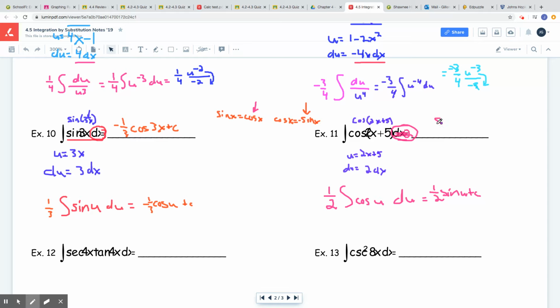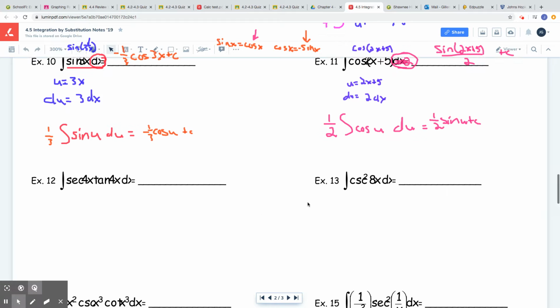So I'm going to write it the other way compared to the last one. I'm going to write sine of u, which is 2x plus 5, over 2 plus c. I don't care how you write it. If you write it like this or like that, I could write 1/2 sine of 2x plus 5 plus c. They mean the exact same thing. It is up to you. All right. A couple more, and then we are going to be all done.